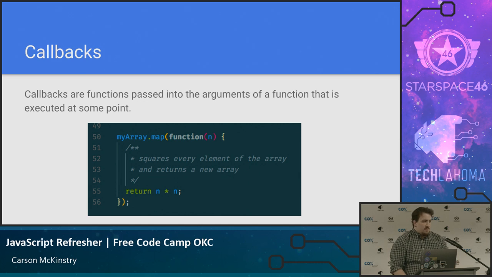First thing we're going to talk about are callbacks. Callbacks are functions that are passed into the arguments of another function, and then that function will call it at some point. A good example of using a callback is in some of the built-in array methods. So map, filter, reduce, forEach, all of those take a callback.